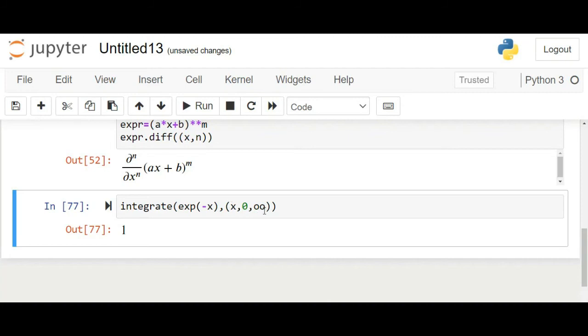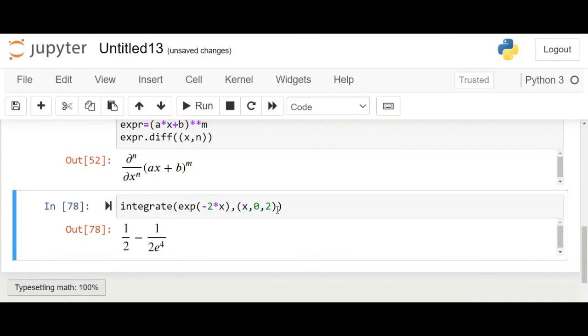So 0 to infinity, yes, now you can write minus 2 multiply by x, 0 to infinity, and here you can write 0 to 2 again. Of course this will work. Okay, this is also called the definite integral and the indefinite integral. When we assign the limit, then this is called a definite integral.